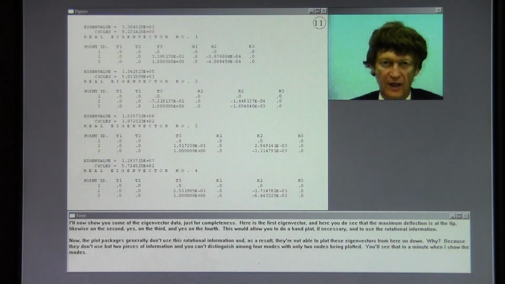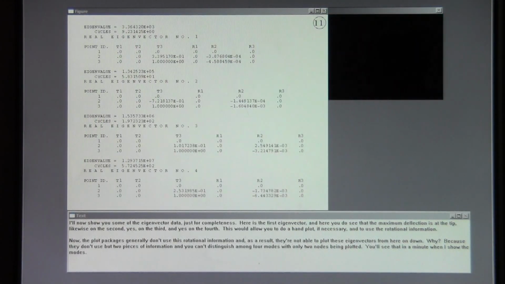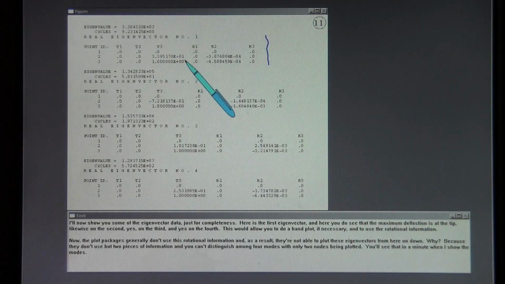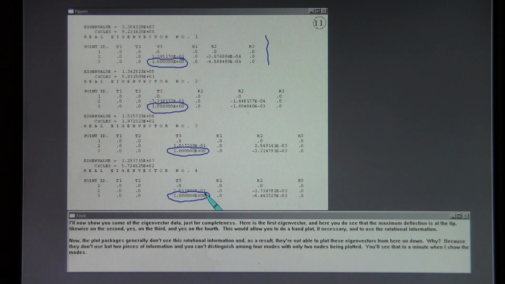I'll now show you some of the eigenvector data just for completeness. Here is the first eigenvector, and here you do see that the maximum deflection's at the tip, likewise on the second, yes on the third, and yes on the fourth. This would allow you to do a hand plot if necessary and to use the rotational information. Now the plot packages generally don't use this rotational information, and as a result they're not able to plot these eigenvectors from here on down. Why? Because they don't use but two pieces of information, and you can't distinguish among four modes with only two nodes being plotted. You'll see that in a minute when I show the modes.